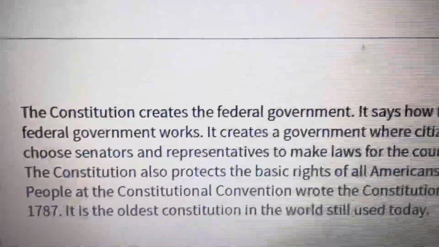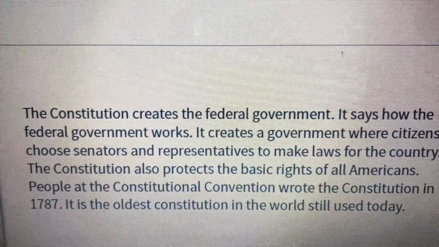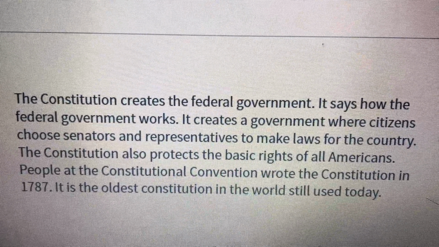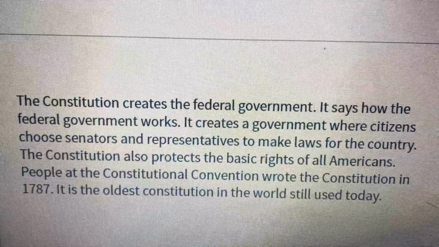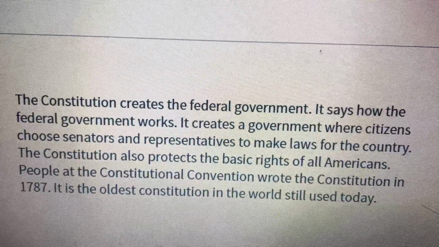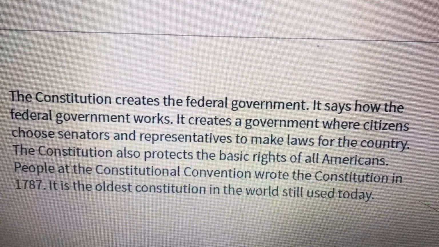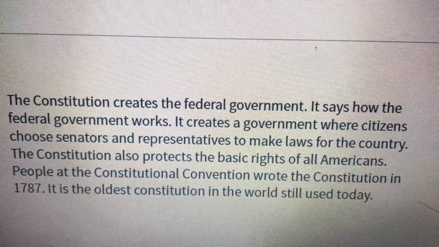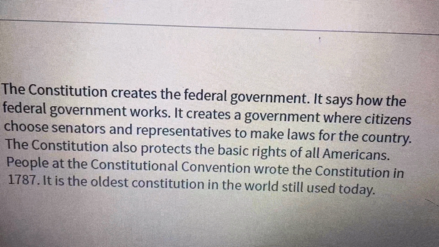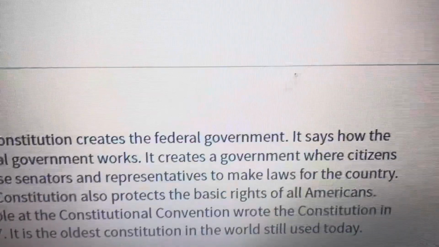What does the Constitution do? Protects basic rights of the Americans. It defines the government. All of the above. The Constitution creates the federal government. It says how the federal government works. It creates a government where citizens choose senators and representatives to make laws for the country. The Constitution also protects the basic rights of all Americans. People at the Constitutional Convention wrote the Constitution in 1787. It is the oldest constitution in the world, still used today.